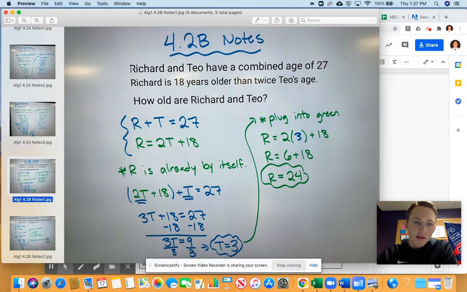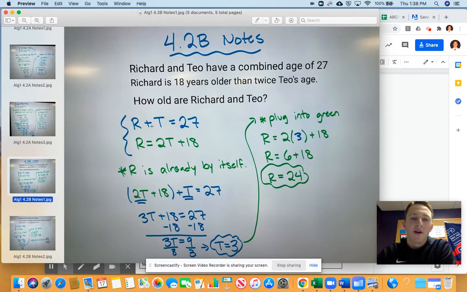Well, the first sentence tells us Richard and Teo combined to 27. So when we combine something, we add them. So Richard plus Teo's age equals 27. And then the next line says Richard is 18 years older than twice Teo's age. So if we want to find out how old Richard is, all we have to do is double Teo's age and then add 18 years. So we have our system right here.